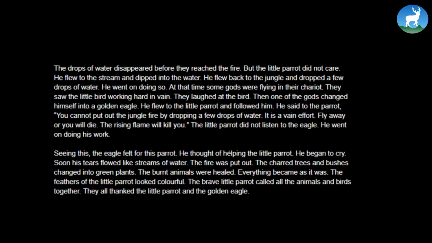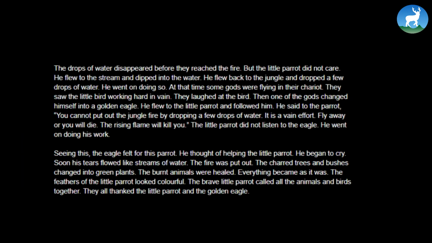He said to the parrot, "You cannot put out the jungle fire by dropping a few drops of water. It is a vain effort. Fly away or you will die. The rising flame will kill you." The little parrot did not listen to the eagle. He went on doing this work. Seeing this, the eagle felt for this parrot. He thought of helping the little parrot. He began to cry. Soon his tears flowed like streams of water.